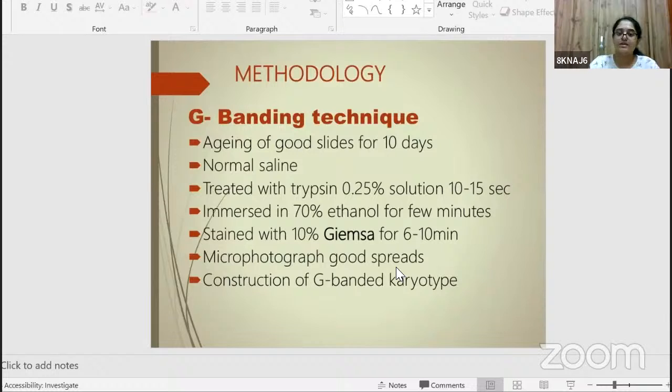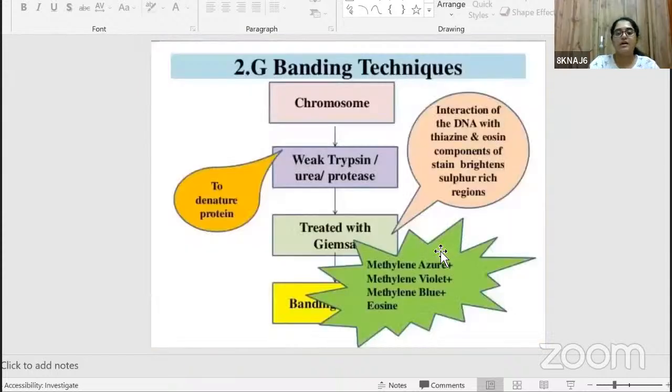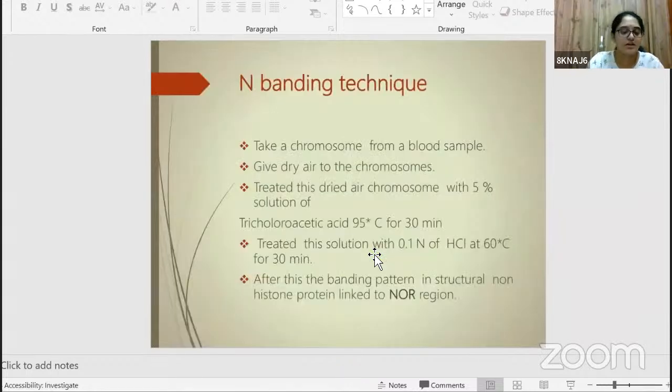G banding is Giemsa stain again. So the good slide can be stained for nearly 10 days. It can be seen in normal saline, treated with trypsin for around 10 to 15 seconds. Then immersed in 70% ethanol, stained with 10% Giemsa for around 6 to 10 minutes, and then the microphotograph is taken. Construction of the G-banded karyotype is seen. So you're going to get one picture with the GC-rich regions and the AT-rich regions giving the euchromatin and the heterochromatin.